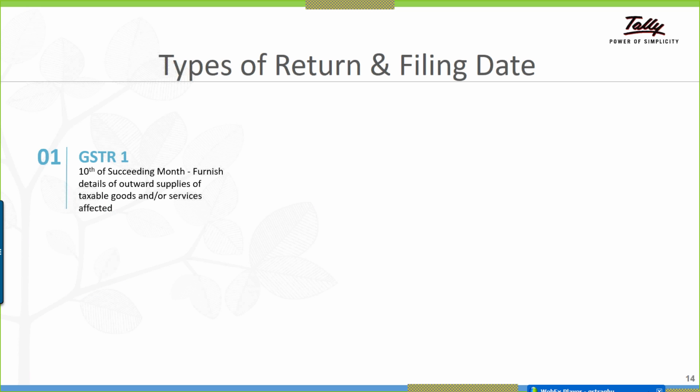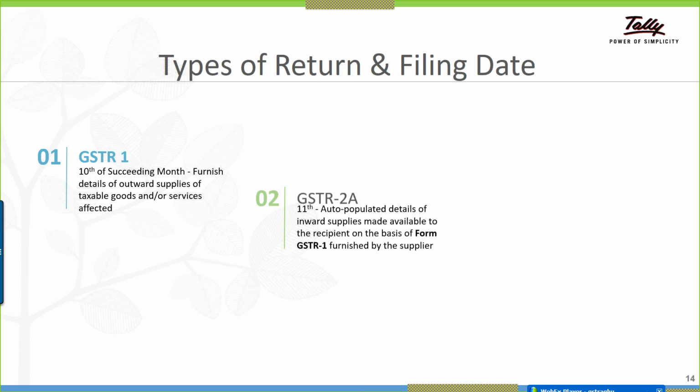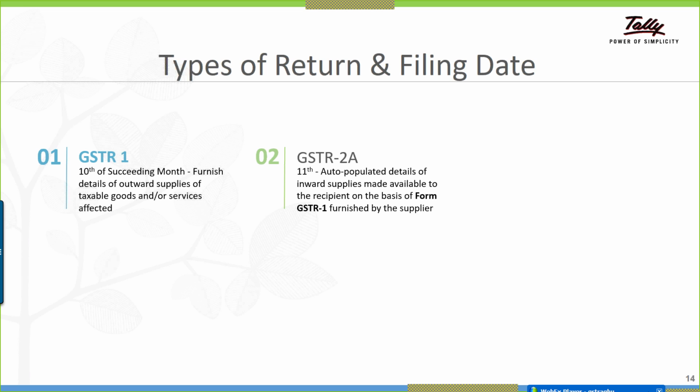The first return needs to be uploaded to the GSTN portal on the 10th of the succeeding month. From July, when GST is implemented, on August 10th you are supposed to upload GSTR1, which furnishes details of all outward supplies of taxable goods and services. It's simple: whatever sales and service bills you have made for the month of July, those details you are going to upload. It's an invoice level detail you are going to upload.